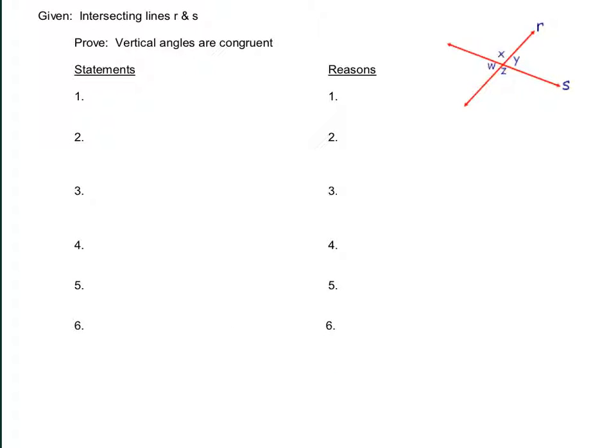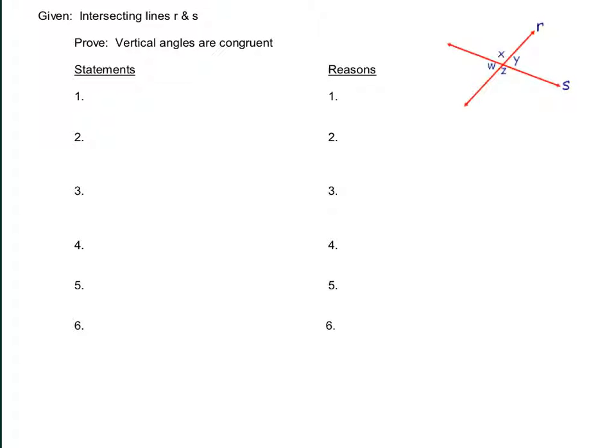Hi again, back for more. Here we have the next proof in our packet. We have intersecting lines R and S, and we want to prove that vertical angles are congruent. That means we can't use the fact that vertical angles are congruent. What we've been given is intersecting lines.